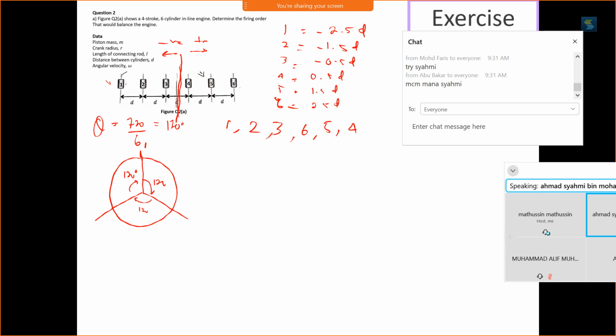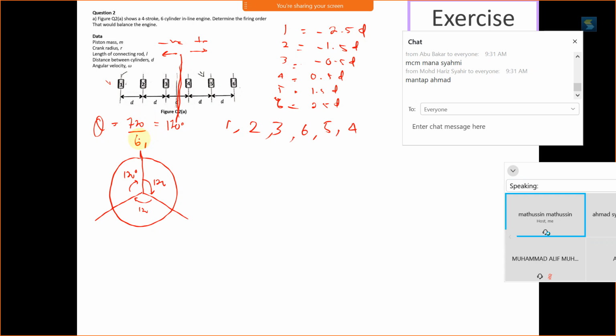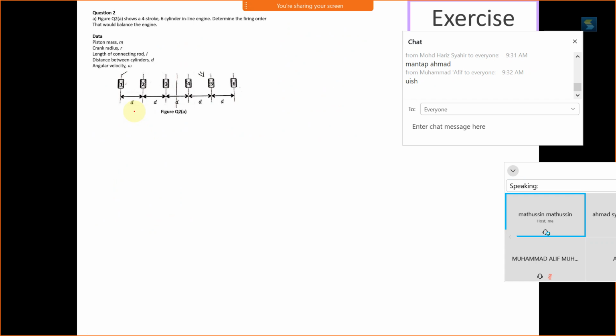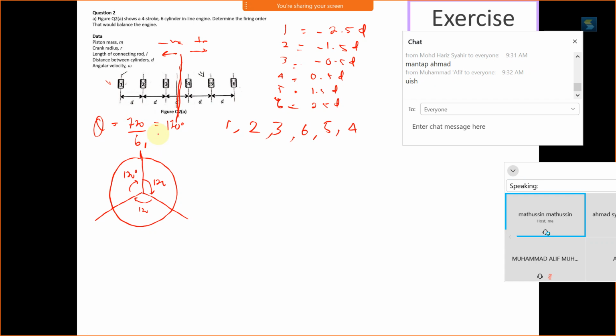Bagi dia punya D to balance. Okay. Betul. Yes, betul. So, bila 1 ke atas, 1 adalah negatif 2.5. So, nak balancekan dia punya silinder, dia must be positif 2.5. 1 must be dengan 6. Betul? Okay, next kita letak 2 dekat sini.